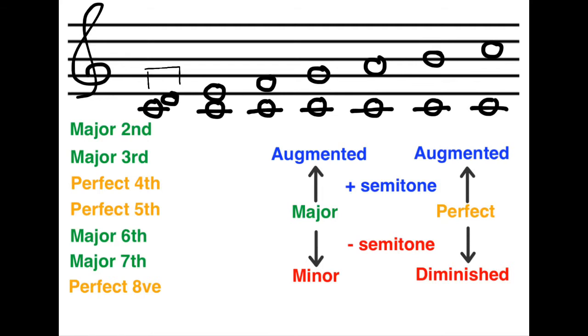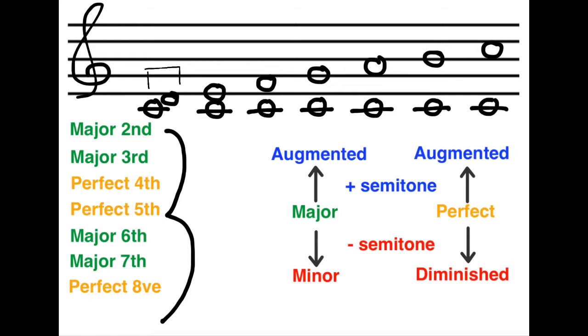If the top note does belong to the bottom note's major scale, then we call the interval by these following names on this side of the board. If it's a second, we call it a major second. If it's a third, we call it a major third. If it's a fourth, we call it a perfect fourth, not a major fourth. There's no such thing as a major fourth. We call a fifth a perfect fifth. Again, no such thing as a major fifth. We call a sixth a major sixth, a seventh a major seventh, and an octave a perfect octave. No such thing as a major octave.